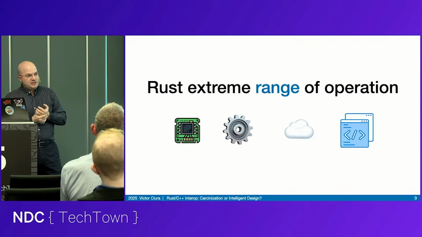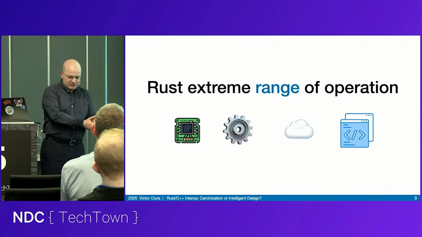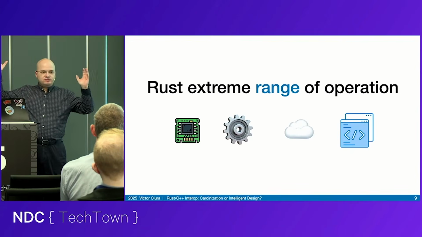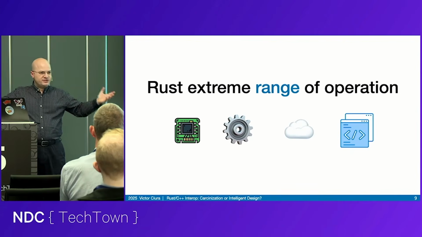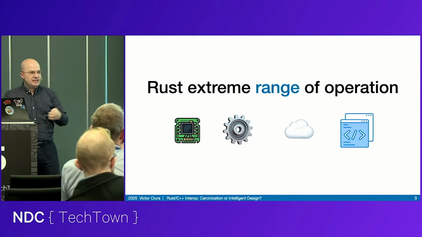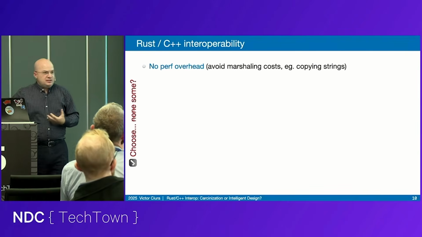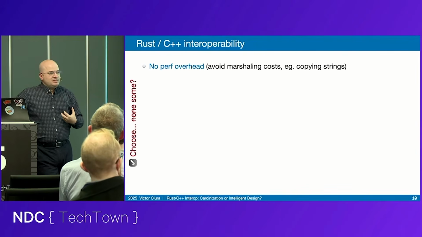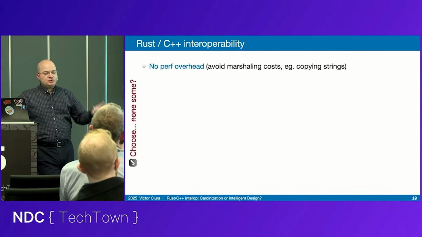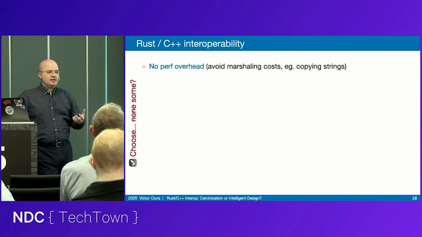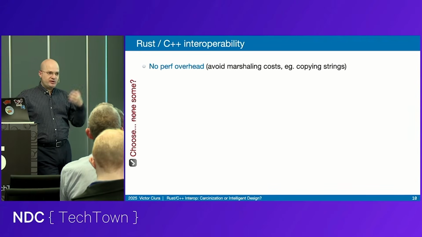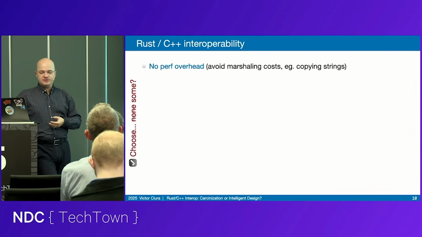I think the problem stems from the fact that both C++ and Rust, maybe even more so, have an extreme range of operation in industry. From the smallest chips to web applications and services and all sorts of things. Because of that span, the needs and what people expect in terms of this interop story are wildly different in terms of priorities, completeness, requirements, performance, and so on.